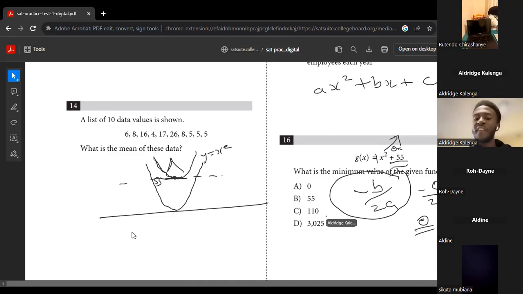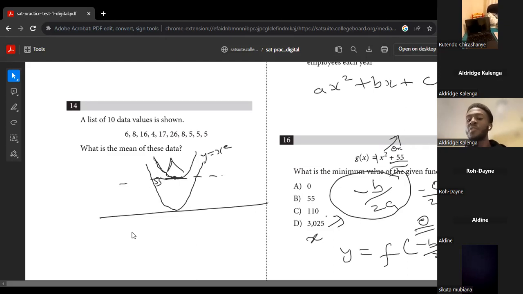But for you to find the y value, you just say f of negative b over 2a. In this case, you do f of 0 because negative b over 2a is 0. So then you plug in 0, just like Rodin said. Where there's x squared, you plug in 0 now, because we know that negative b over 2a is 0. So if we try f of x and we put in the 0 here, we're still going to get 55.